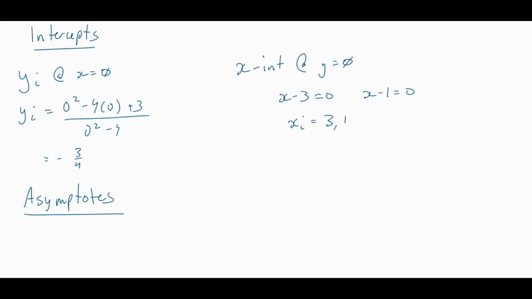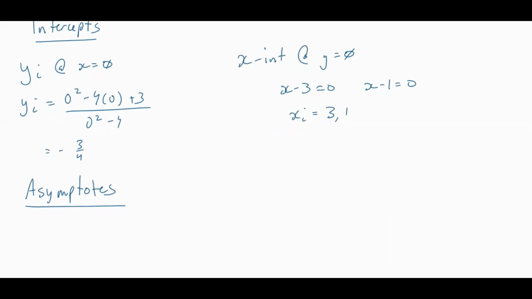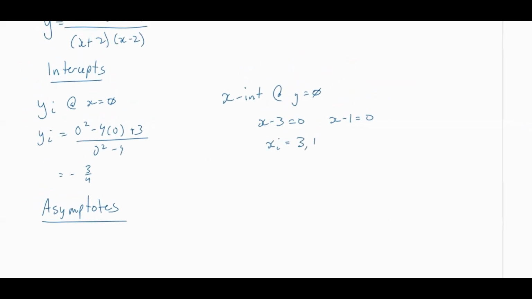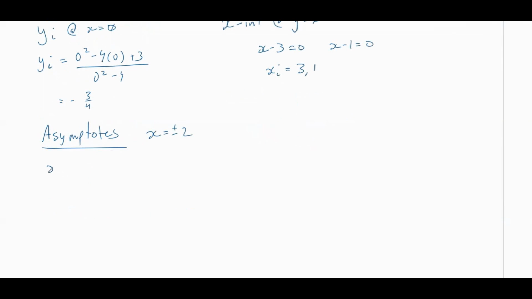Asymptotes. Vertical asymptotes, as we just talked about, occur when the denominator is 0. So when x plus 2 or x minus 2 is 0. So my asymptotes are x equals plus minus 2. I'm going to start with the one on the left, which is x plus 2.